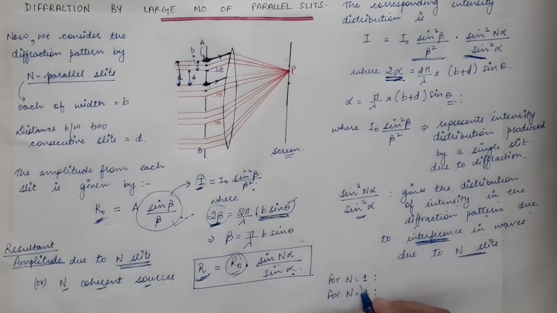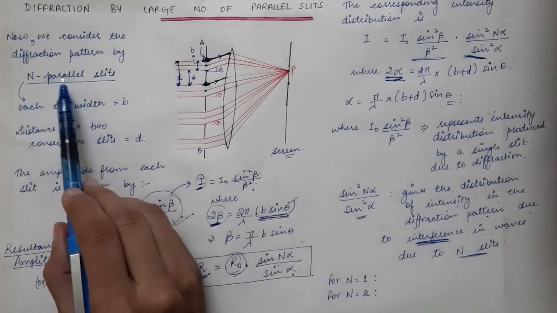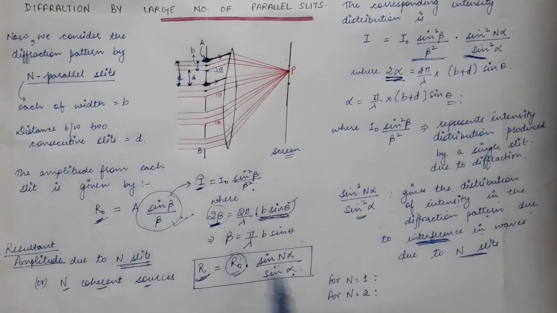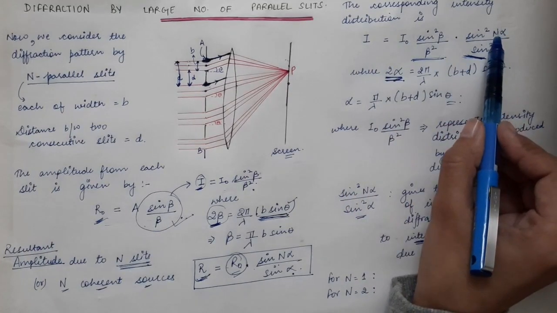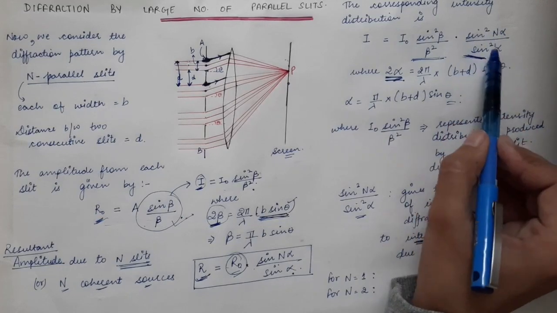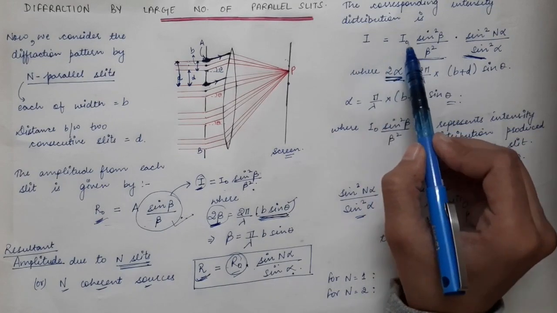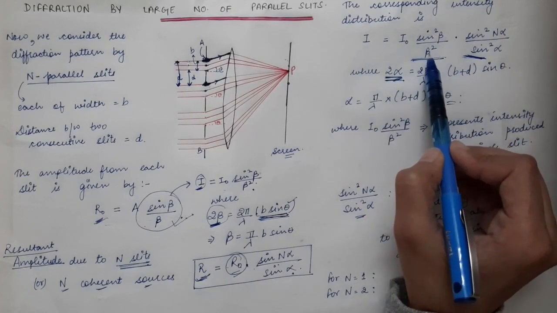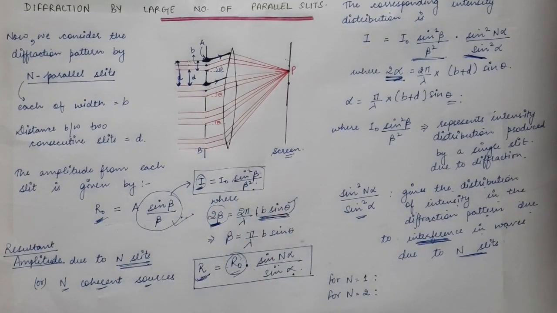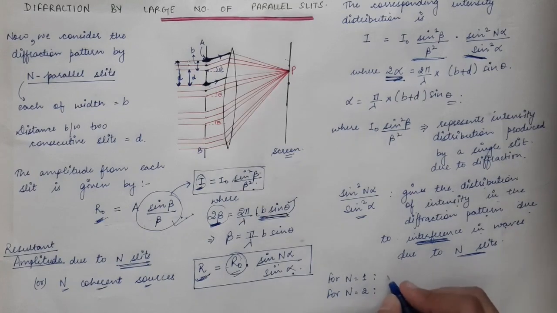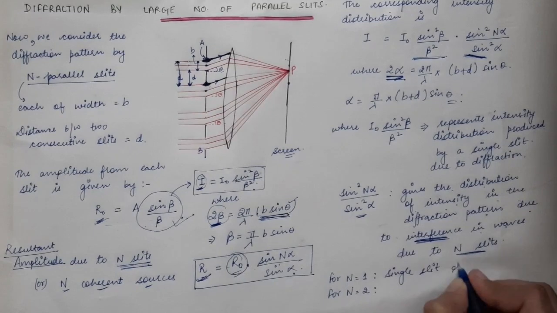Now let's say n is equal to 1. Now n is the number of slits that are present. So if there is only one slit, what will be the intensity? If you put n is equal to 1, this sine square alpha will cancel with sine square alpha, and you will be left with intensity is equal to I0 into sine square beta divided by beta square, which is nothing but the intensity of the light due to a single slit. So when you put n is equal to 1, you will get single slit diffraction.